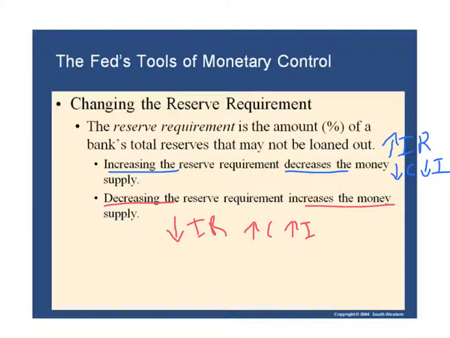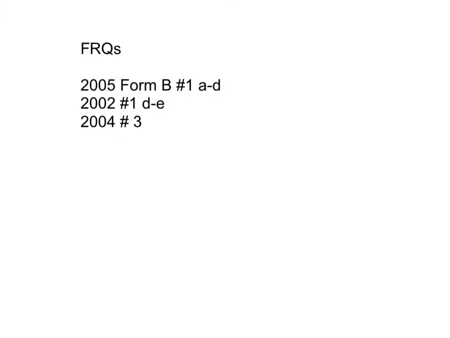Here are 3 FRQs that I want you to attempt with the rest of class today as well as for homework. All right. 2005 Form B, I only want you to look at Part A and D. 2002 number 1, only do D and E, and then I want you to do all of 2004 number 3. All of these problems have something to do with monetary policy. You can use your notes and work in groups of up to 3. The rubrics to these FRQs will be posted on Edmodo later tonight.